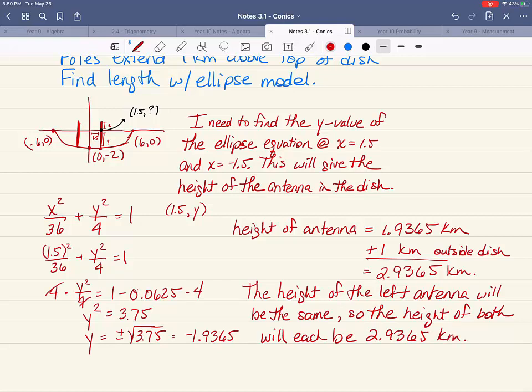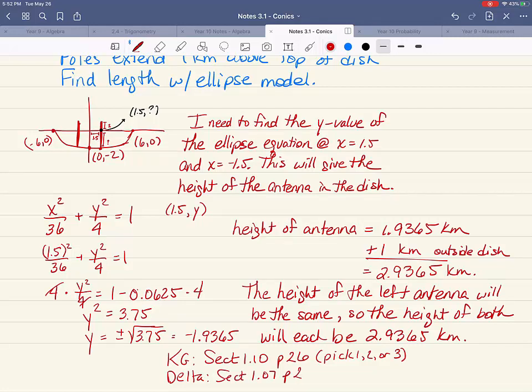All right, that's the end of this lesson. The assignment for this in the Griffith book is going to be section 1.10, which is on page 26. Just pick one of the questions. Pick 1, 2, or 3. In the Delta book, it is section 1.07, which is on page 29. And pick any problem that you want to do. Any couple of problems would be good.